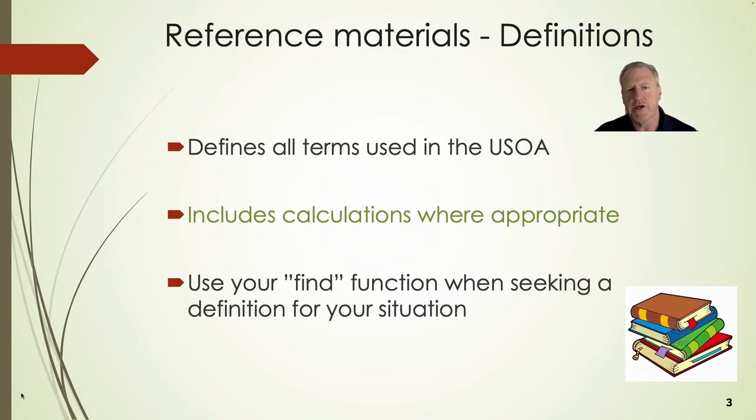And my recommendation would be that you set up bookmarks, and then use your find function when seeking a definition for your situation. It's Alt F, or Command F if you're using a Mac. It'll be easier to find your way around the document and get more quickly to the source that you need to record a particular transaction. I will say it's a little difficult to maneuver around the chart of accounts. It's pretty lengthy. It kind of runs on in there, and you'll see that as you go through it.